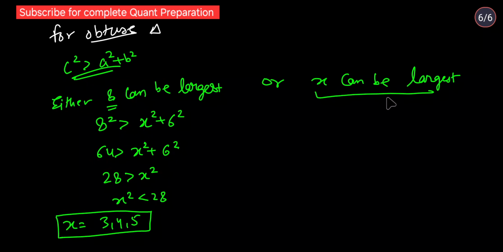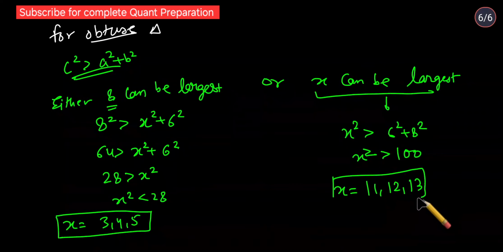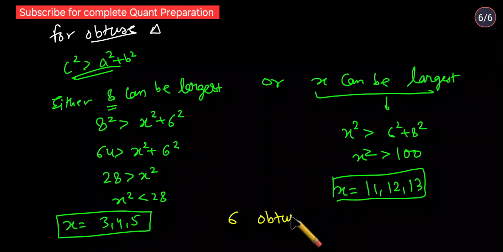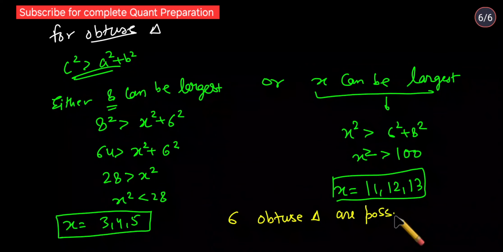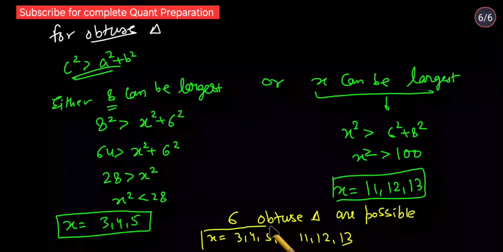And if x is the largest, then x square should be greater than 6 square plus 8 square. So x square should be greater than 100. So x can take 11, 12 and 13. So I can say that 6 obtuse triangles are possible. You can make 6 obtuse triangles, that is x equals 3, 4, 5 and 11, 12, 13. Hopefully it is clear.